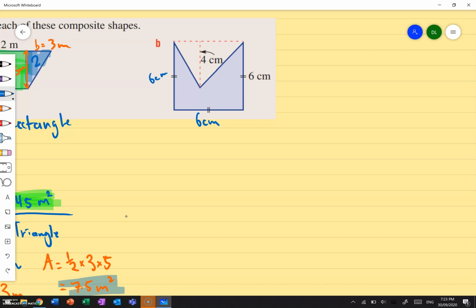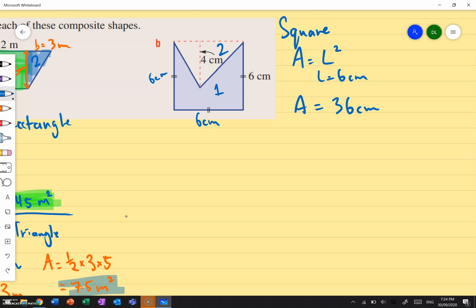So what we're going to do is find the area of the square and cut out the area of the triangle. The area of a square, remember, is length squared. Let's call the square shape 1 and the triangle shape 2. I know that the length is 6 centimeters, so the area of the square is 36 centimeters squared. Because we're going to take away the triangle.